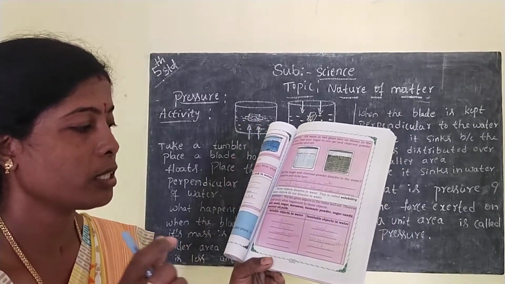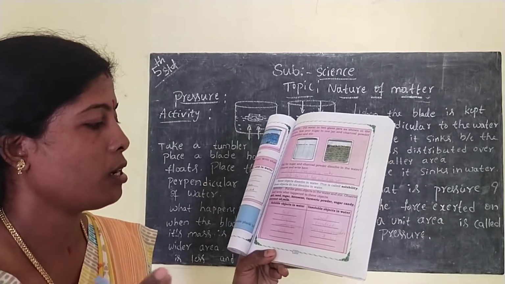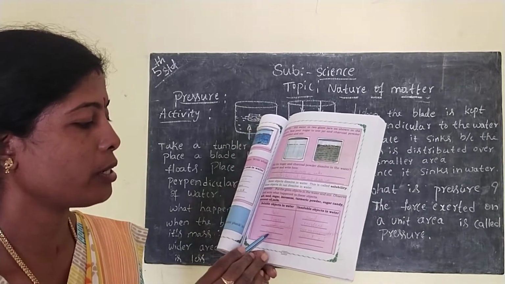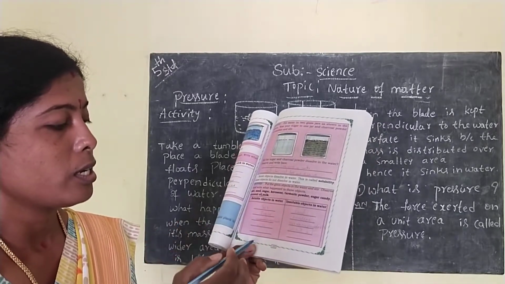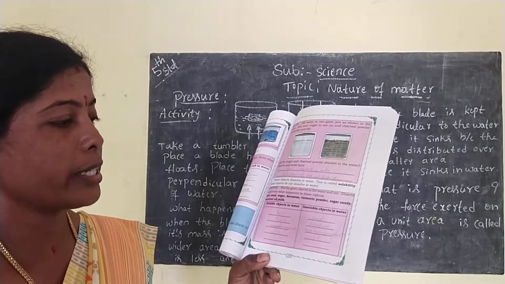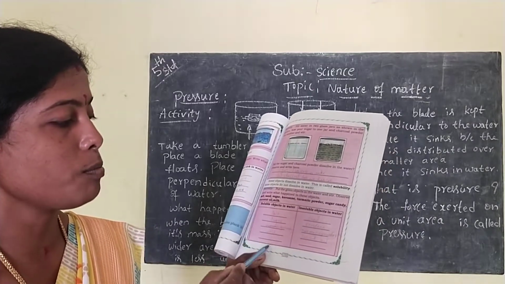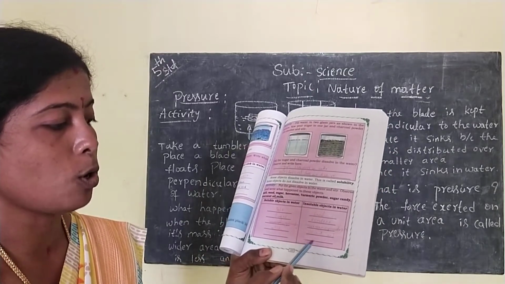Yes, milk is completely dissolved in water. You write milk in soluble objects in water. Then you think and write some more objects in the columns soluble objects and insoluble objects.